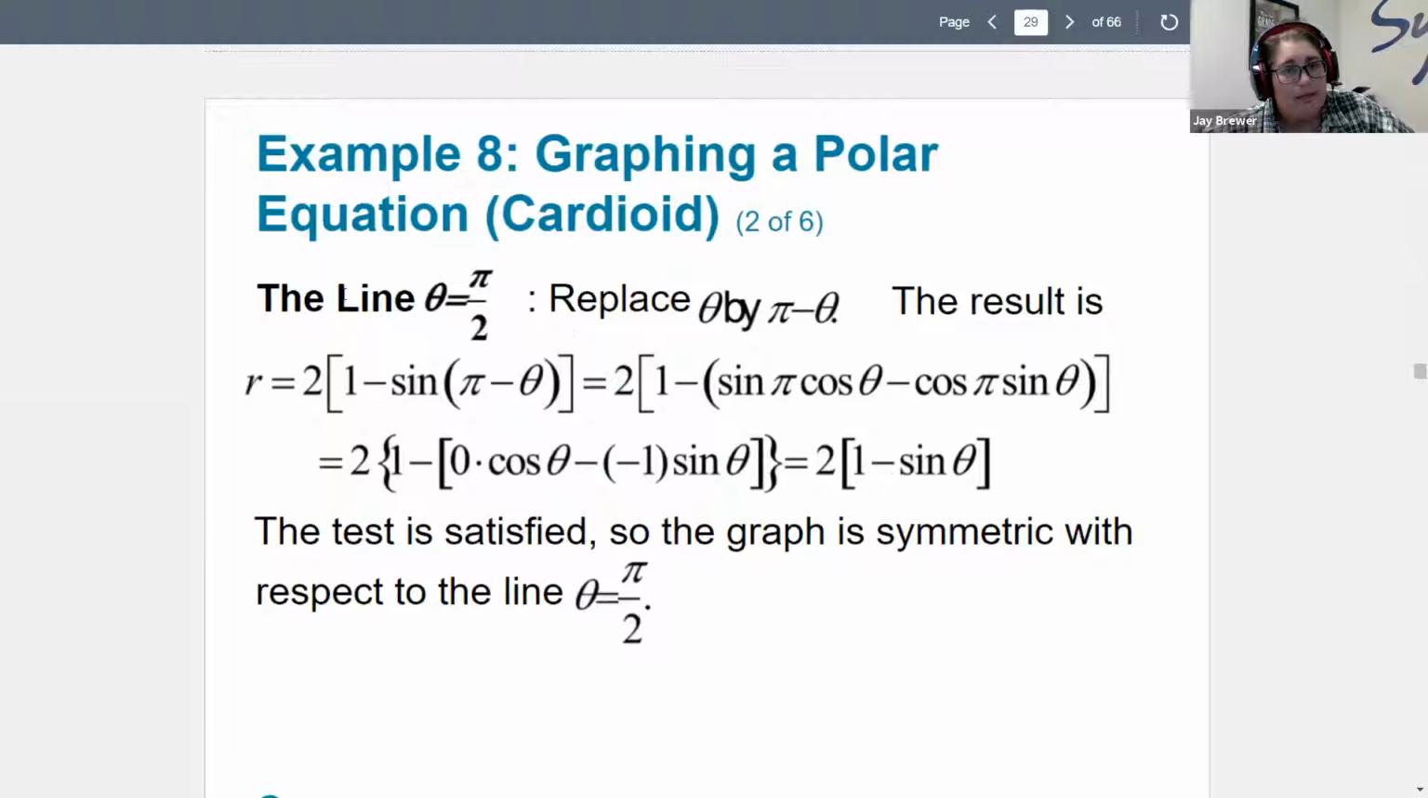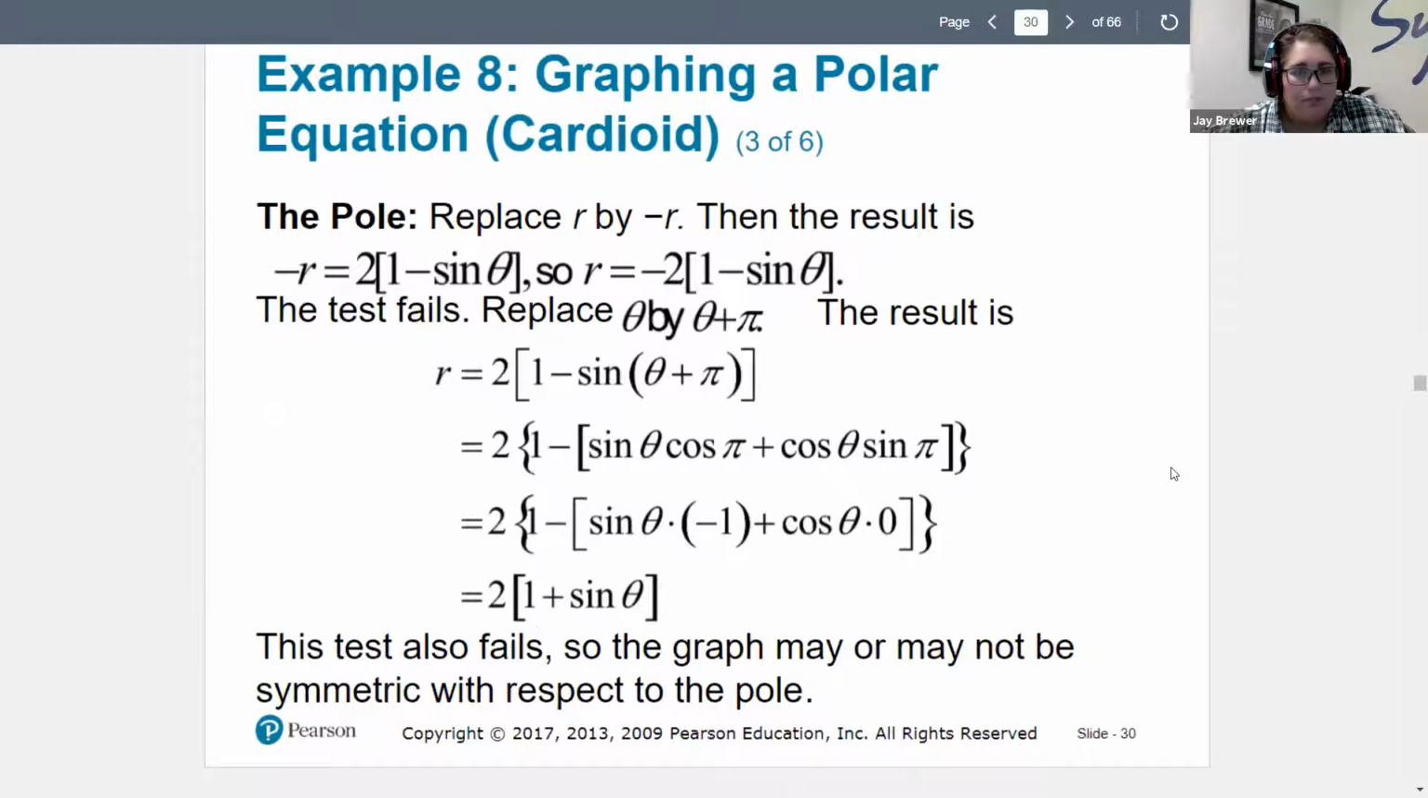All right, then you want to check for some symmetry along the line of theta equals pi over 2. So you're going to replace theta with pi minus theta. Here, the test is satisfied, so the graph is symmetric with respect to the line theta equals pi over 2.